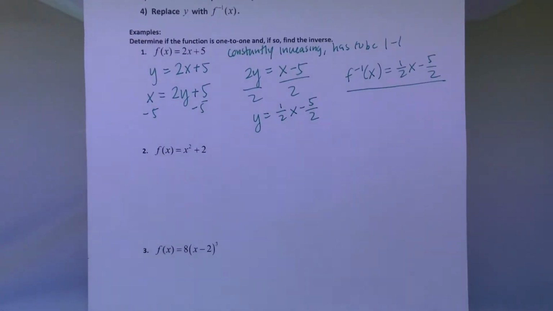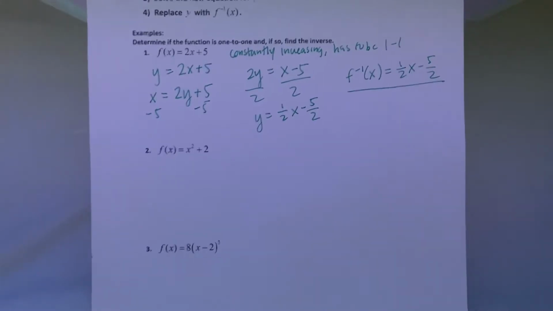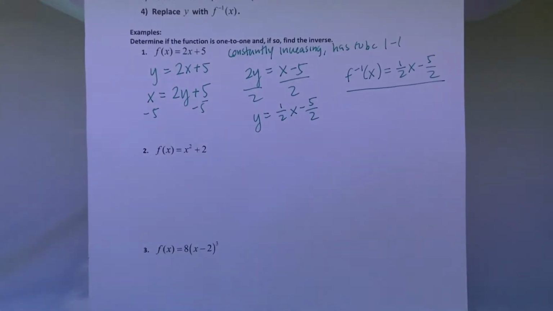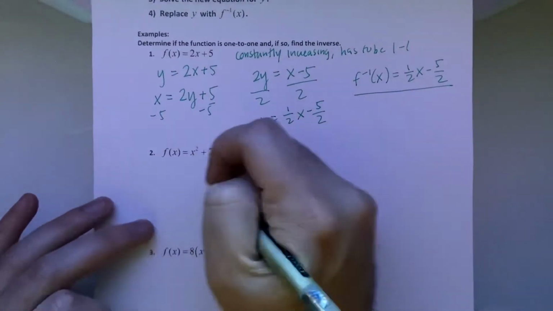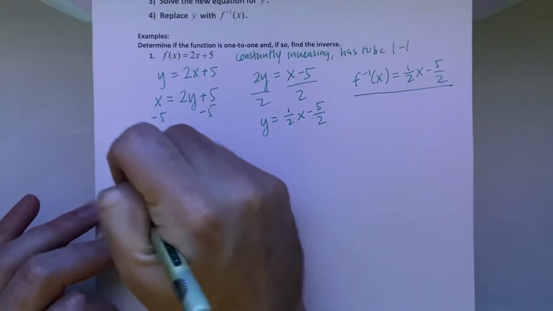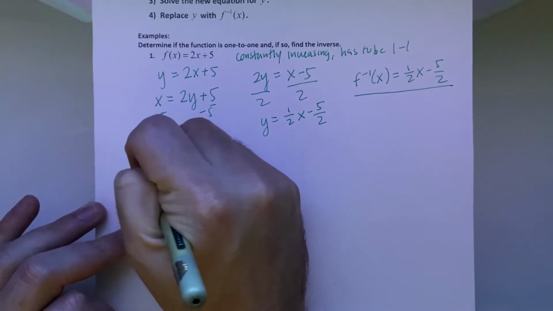Okay, let's continue. Again, we're determining if the function is 1-to-1, and if so, find the inverse. So let's look at f of x equals x squared plus 2. As a reminder, x squared plus 2 is a regular parabola moved up 2.